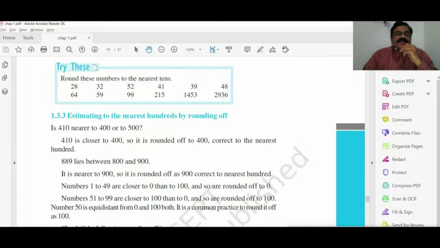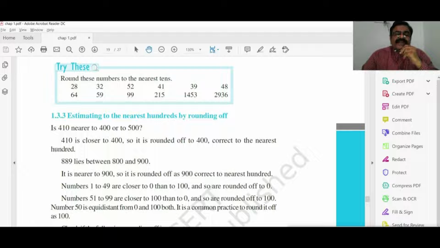Now, estimating to the nearest 100 by rounding. Suppose you have to round 410. Is 410 nearer to 400 or nearer to 500? 410 is closer to 400, so it is rounded to 400, correct to the nearest 100. So if any number is being rounded to 100, in such cases we look at the ones and tens places, that is the last two digits.